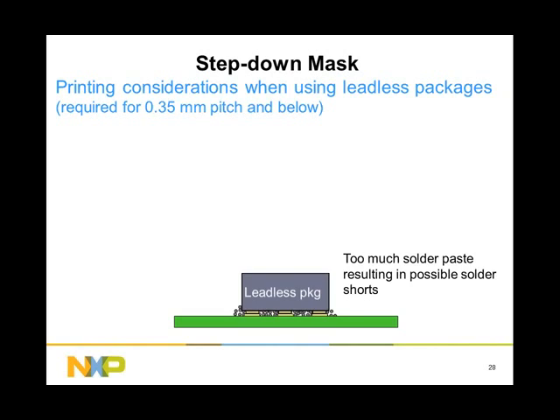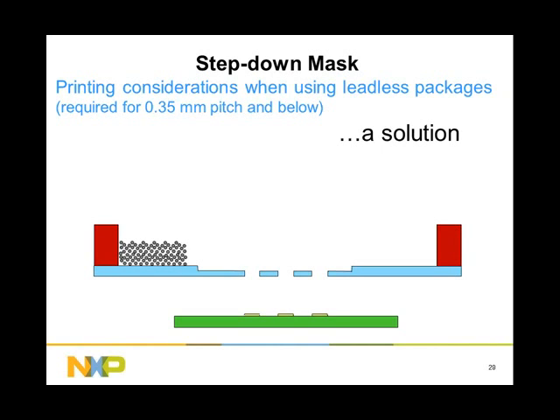In order to get around this, what they have developed is what they call a step-down mask. And you can see on this illustration that there's a little step here. Typically, this step down is either 80 or in some cases 50 microns.